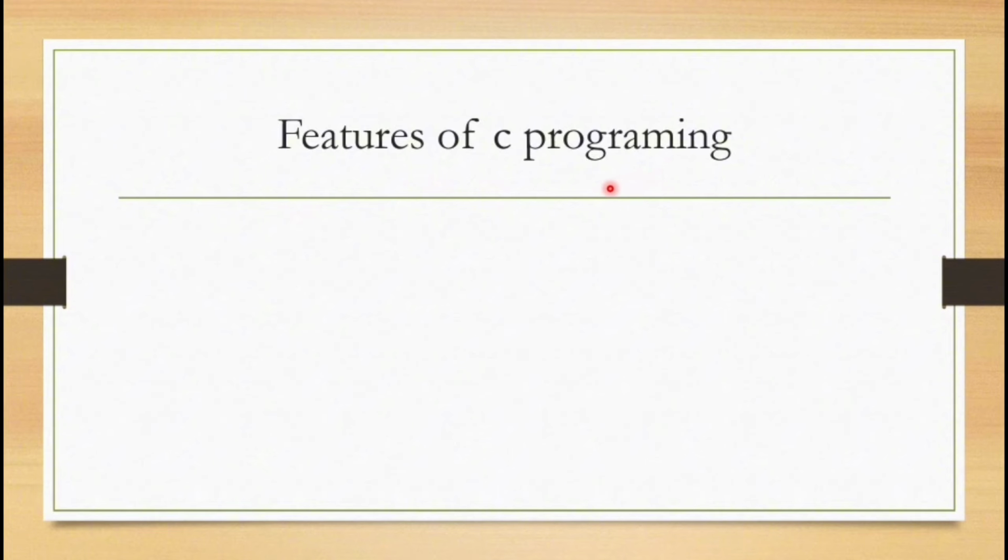Features of C programming. Simple and structured. C is easy to learn because it follows a structured programming approach, which means code is divided into functions, making it easier to read, debug and modify. Let us understand this with one example.